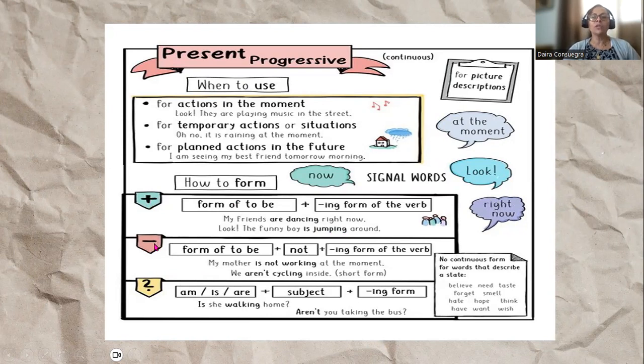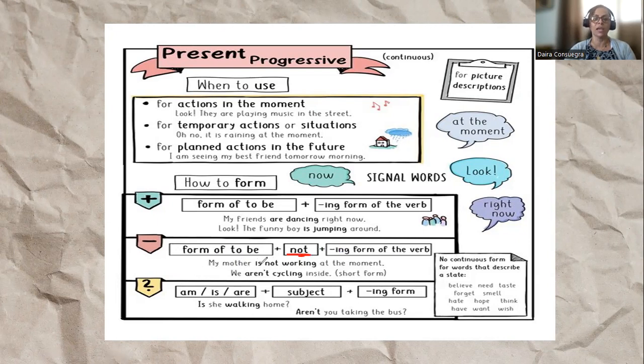But when I want to say something in the negative form, I have to use the form of the verb to be plus not plus the ing form of the verb. What is the new thing? The only new thing that you have here is the not. Okay, not. This not is the only new thing.